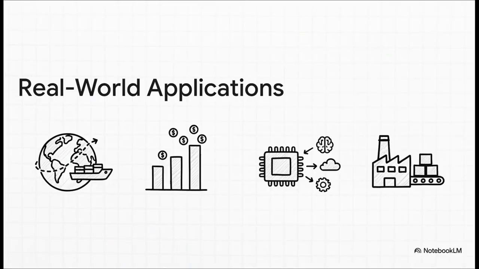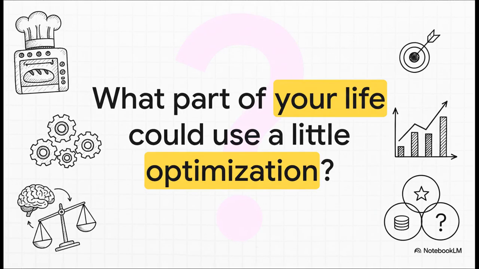Just think about it for a second. A global shipping company trying to figure out the best routes for its fleet to save fuel? That is a massive linear programming problem. Or what about a financial firm trying to build an investment portfolio to maximize returns while keeping risk below a certain level? Or even in tech, where it's used to allocate server resources to different AI tasks. It is absolutely everywhere.